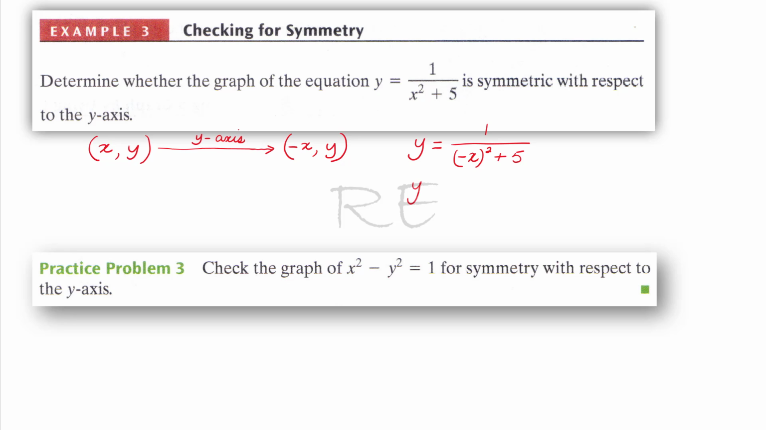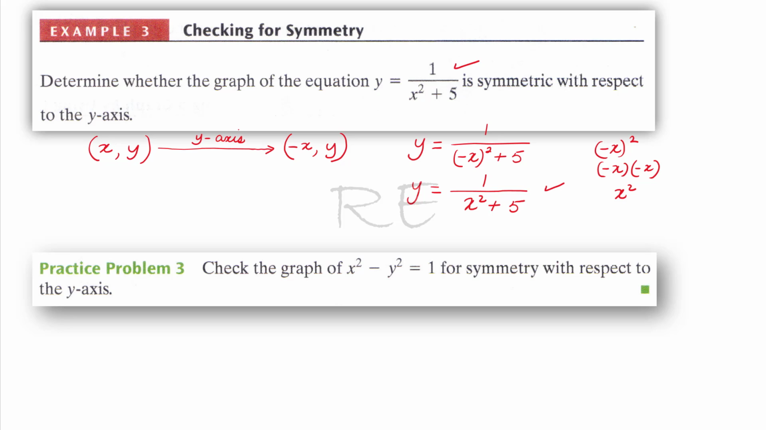y is equal to 1 over (negative x) squared plus 5, and (negative x) squared between parentheses is negative x times negative x, which is x squared, plus 5, and the function didn't change. So the function is even, symmetric with respect to the y-axis.